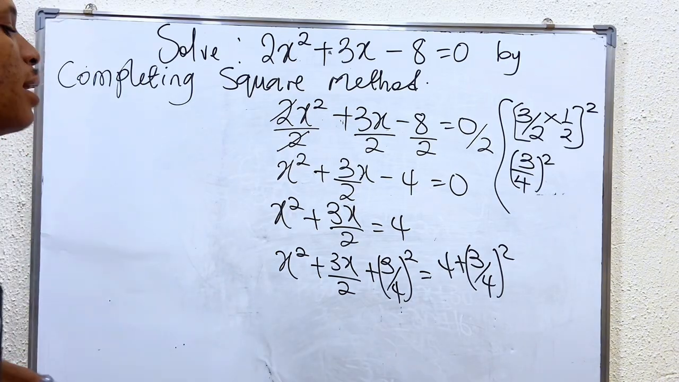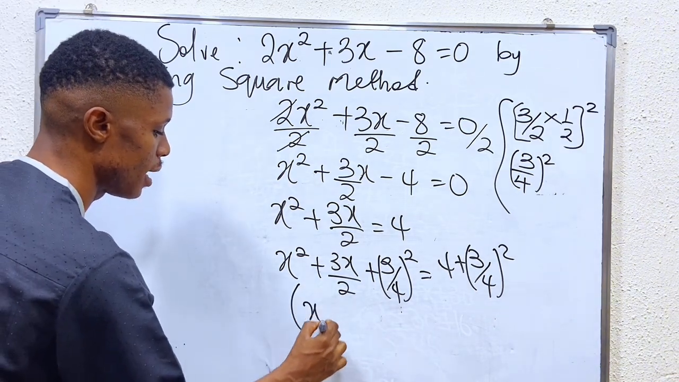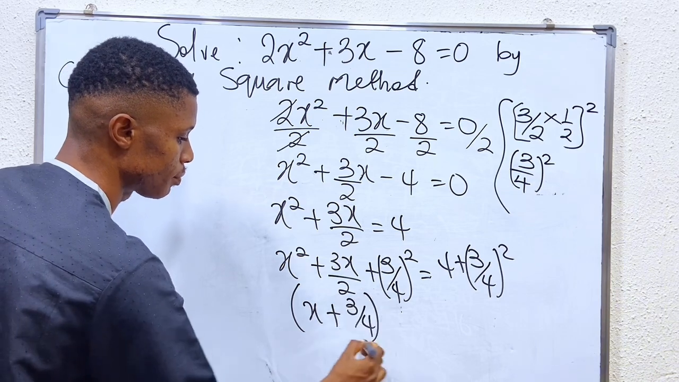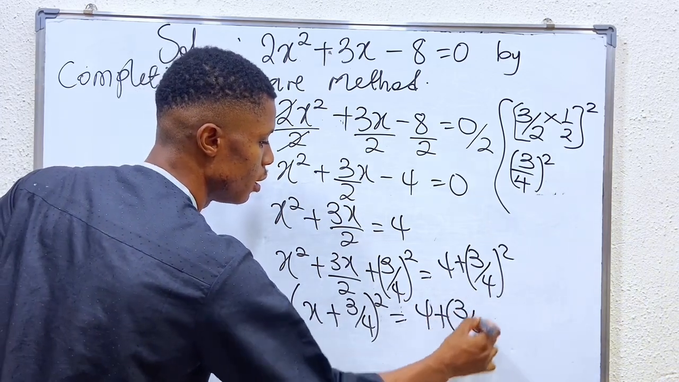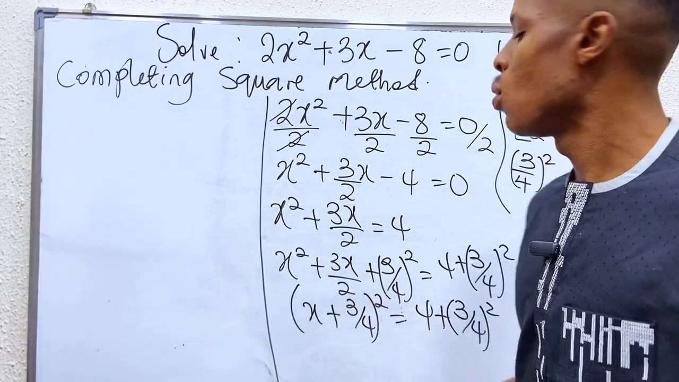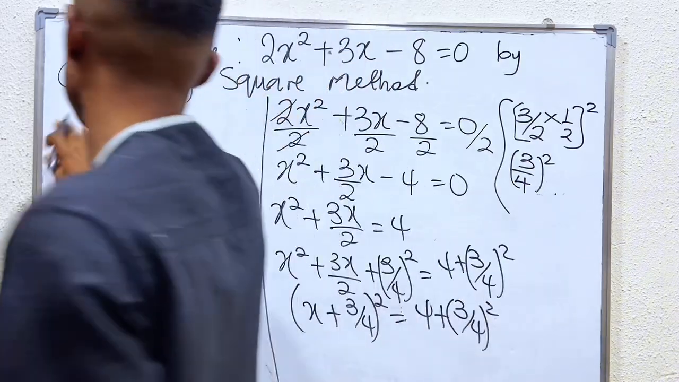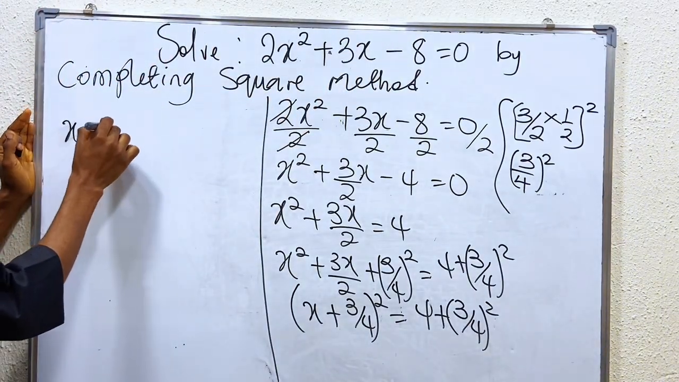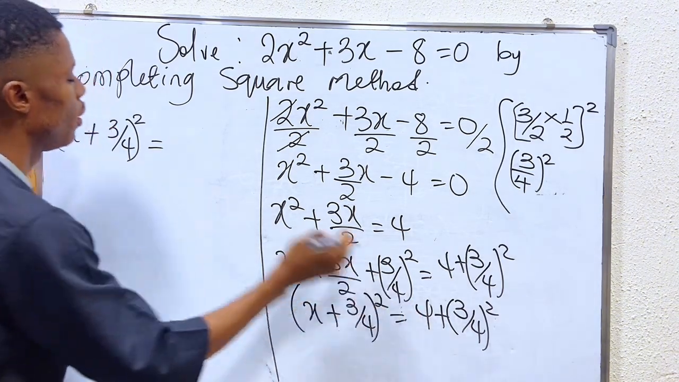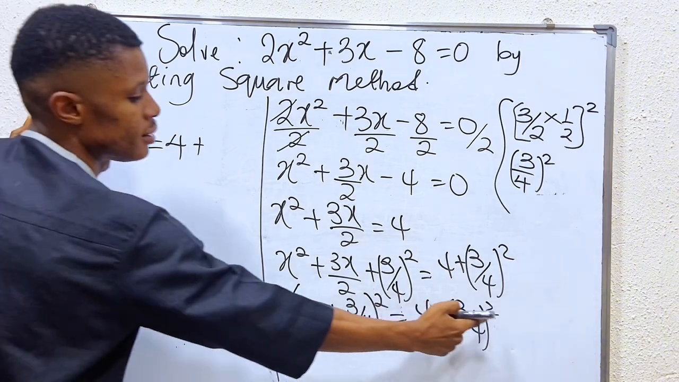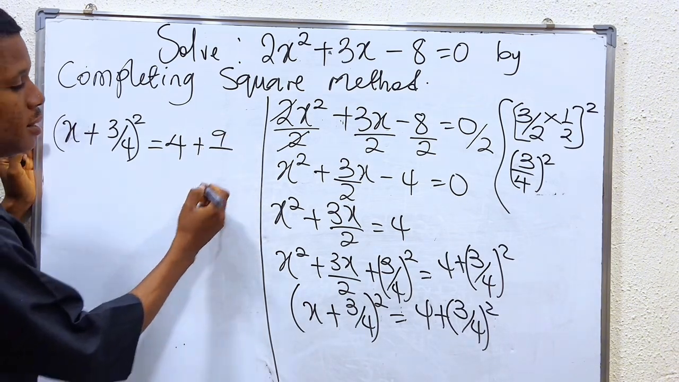And this has actually made the left side a perfect square. So we can now factorize it into the form (x plus 3 over 4) all squared is equal to 4 plus (3 over 4) all squared. Here, we can say that (x plus 3 over 4) all squared is equal to 4 plus 3 squared over 4 squared, from indices. So 3 squared is 9, 4 squared is 16.